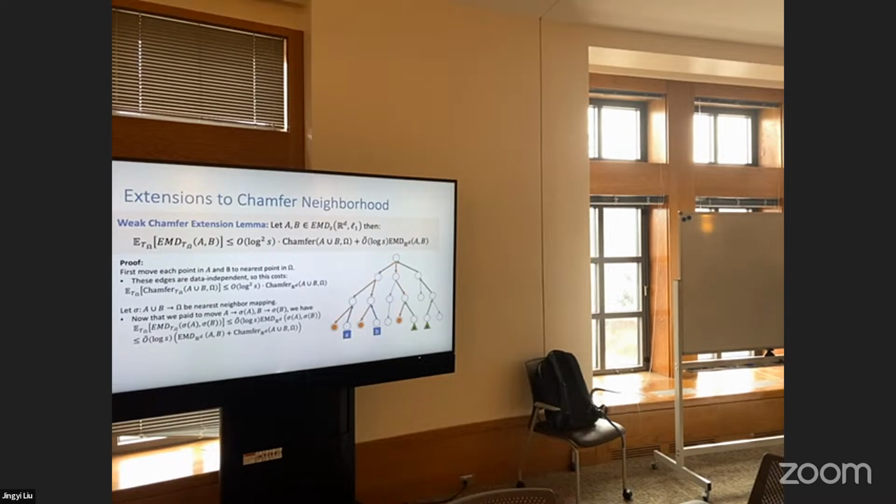But these omegas, these were sampled points. So now they're only using the data dependent edge weights. So they get only a log s approximation. And so that's a log s times the earth mover distance between the omega A's and the omega B's. Sorry, the sigma A and the sigma B.